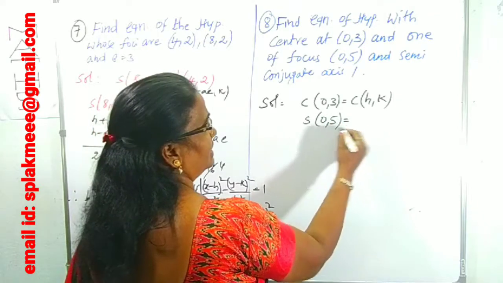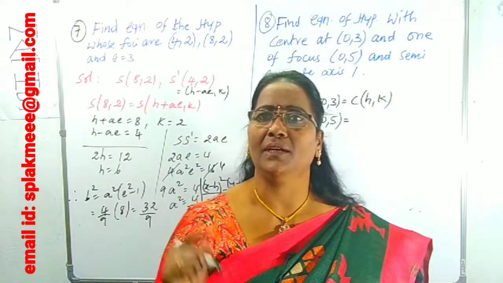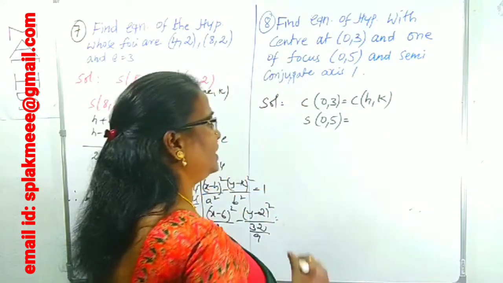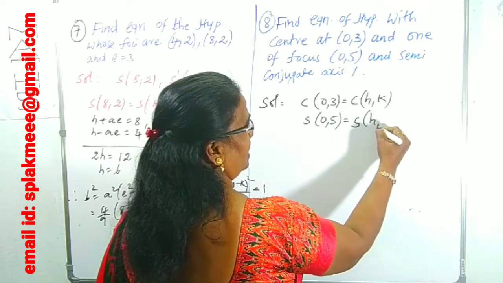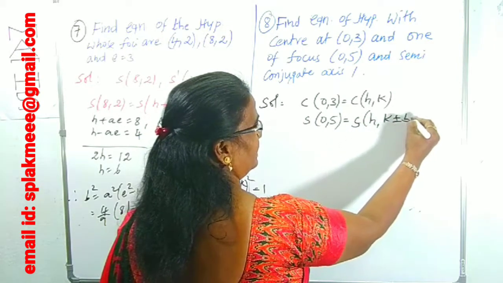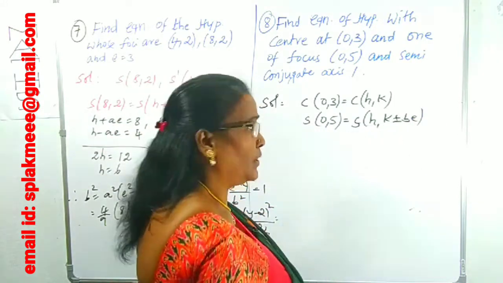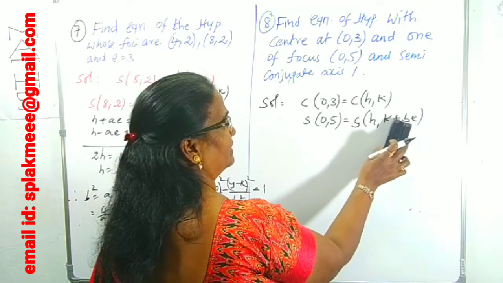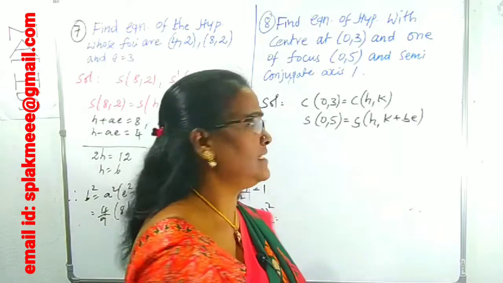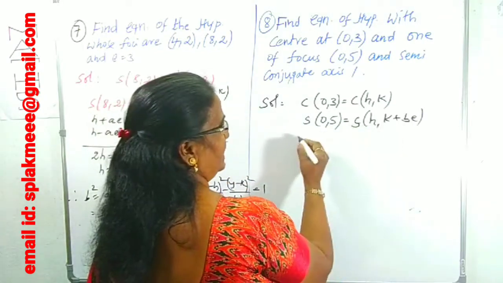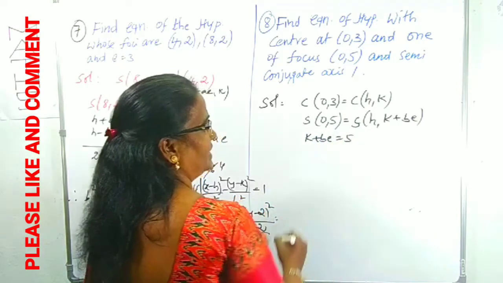Indirectly, the x coordinate is 0, so it is clearly which hyperbola? Conjugate hyperbola. Therefore the focus formula is (h, k plus or minus b). Here only positive is given, that's why no need to take the negative. We can take only one, positive, because only one of the foci is given, right? What is h? h is 0, k plus b is 5, right?